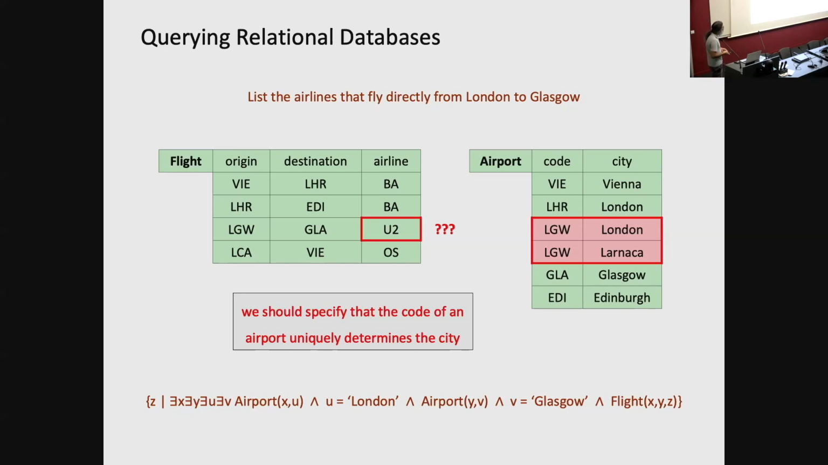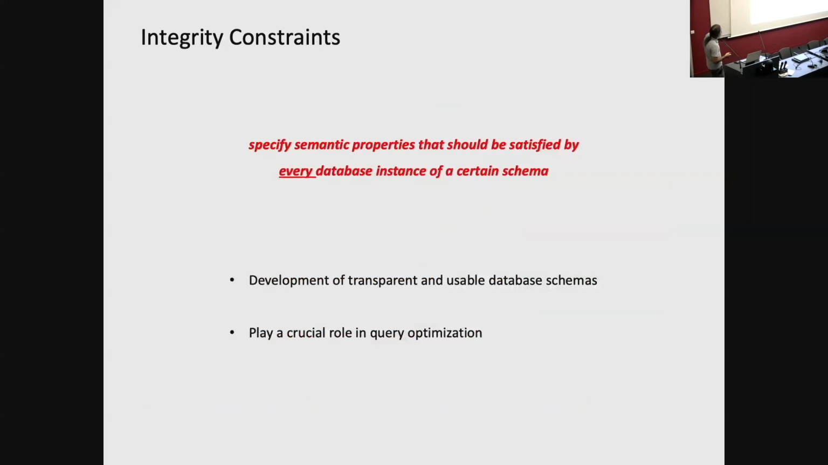Now, how can we do that? This is precisely what integrity constraints allow us to do. As I said, integrity constraints allow us to specify semantic properties that should be satisfied by every database instance of a certain schema, and we only accept this kind of database instances as valid instances. We want to query only those instances.